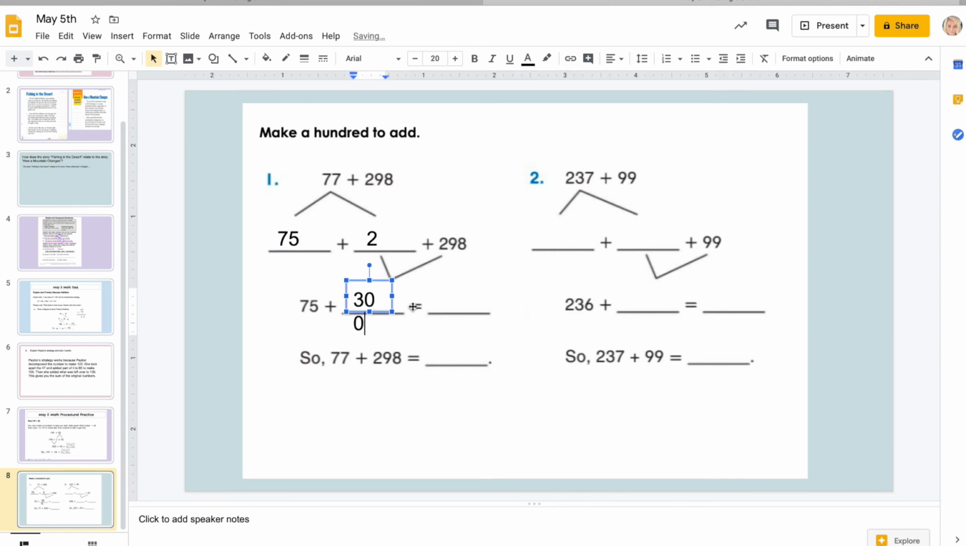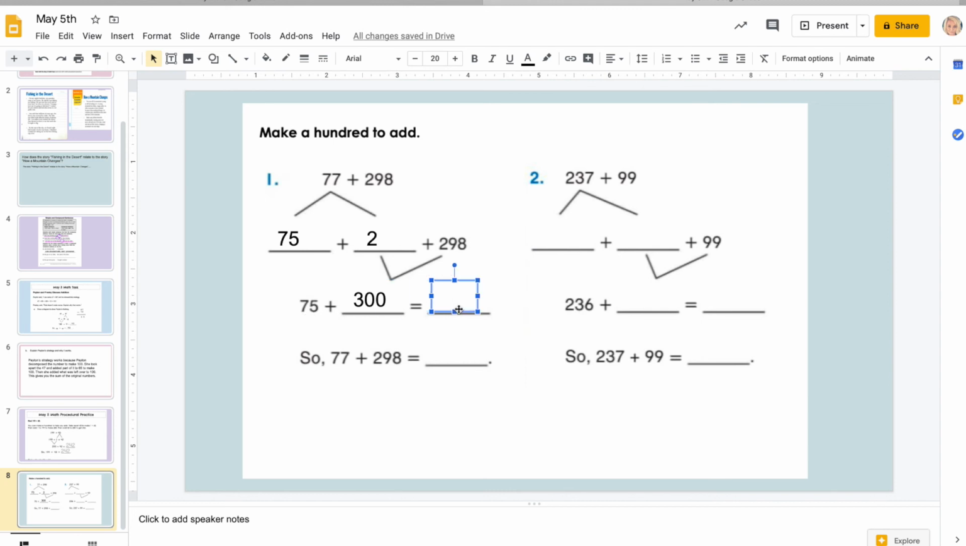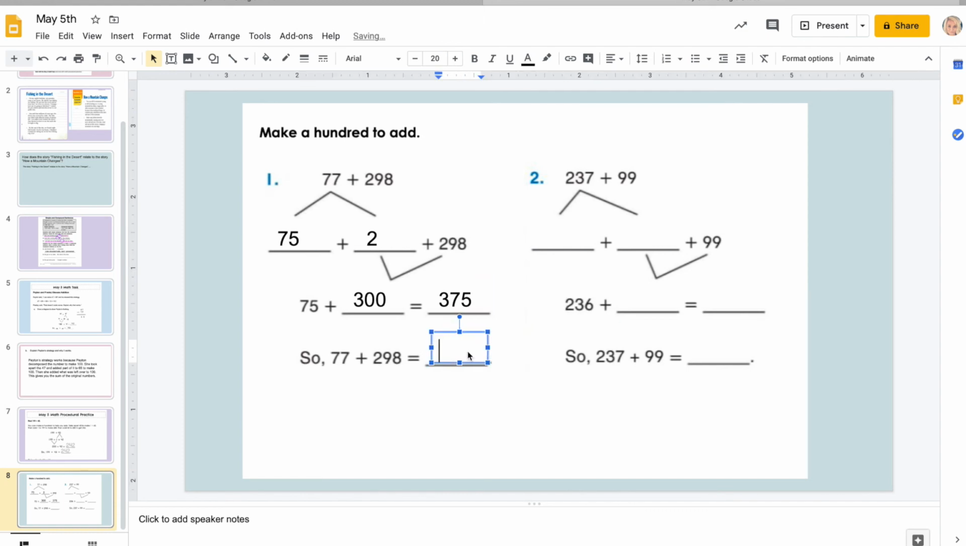So if we add 75 to 300, that gives us 375. So because 75 plus 300 equals 375, that lets us know that the original equation 77 plus 298 also equals 375 because we didn't change any of the numbers. We simply broke apart and decomposed 77. None of the values changed. We just took some from 77 and added them to 298.